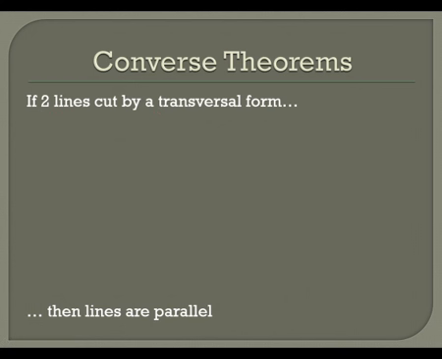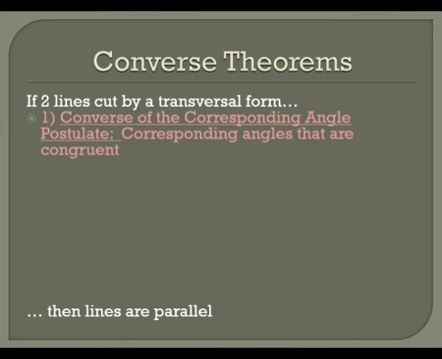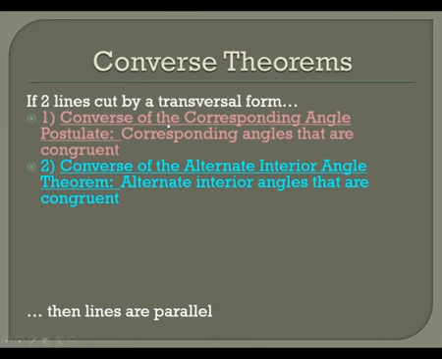Guys, if we don't know lines are parallel, you cannot assume any of those angle pairs are congruent or supplementary. That only happens when lines are parallel. But if we can show that those angle pair properties exist, it means lines are parallel. For example, if we can show that corresponding angles are congruent, that means your lines are parallel. And since we're reversing the statement, this will be the converse of the corresponding angle postulate. If we can show that alternate interior angles are congruent, then by the converse of the alternate interior angle theorem, your lines are parallel.